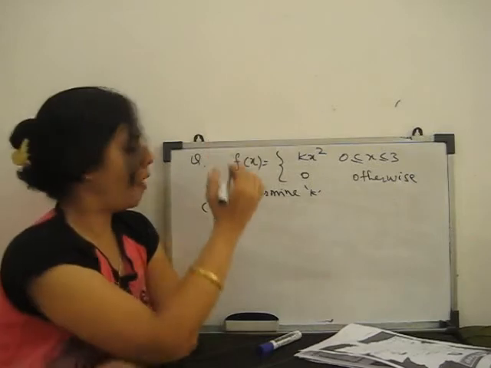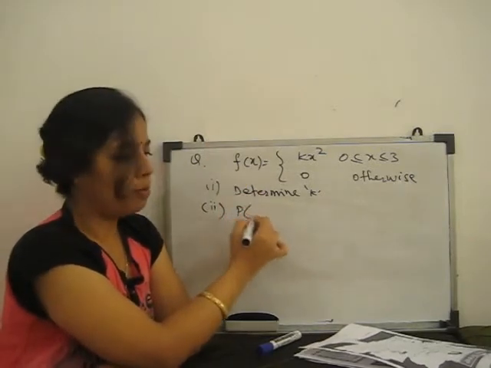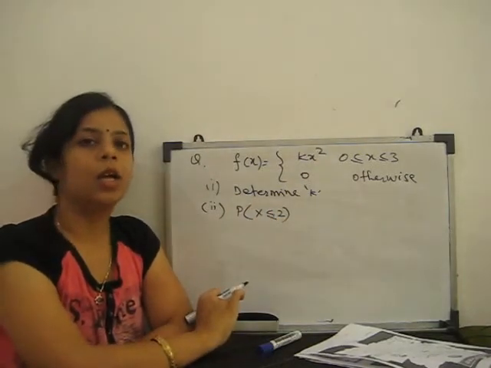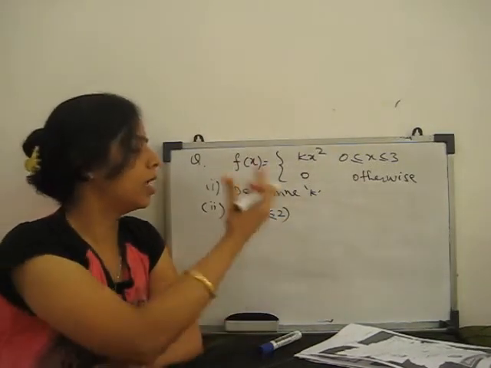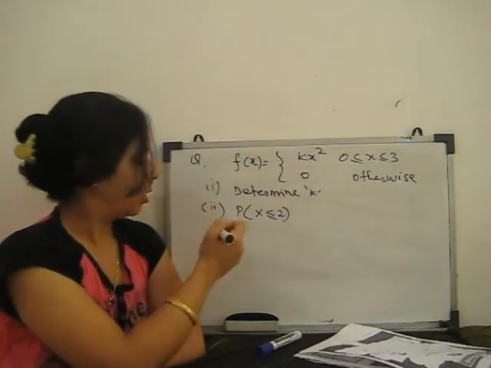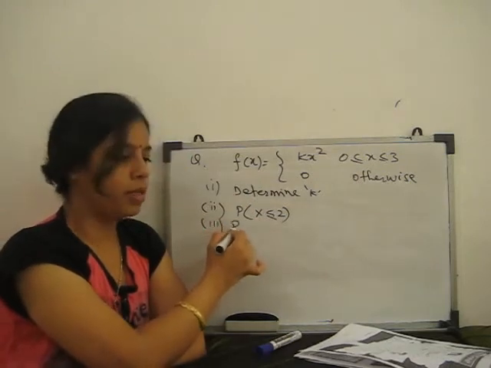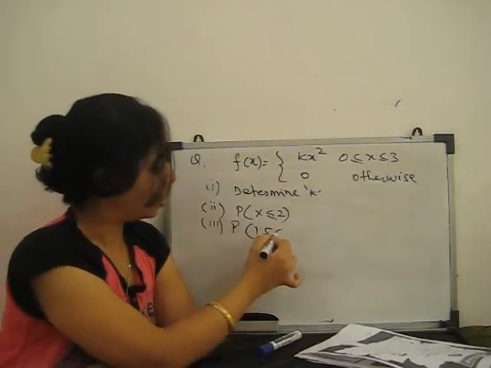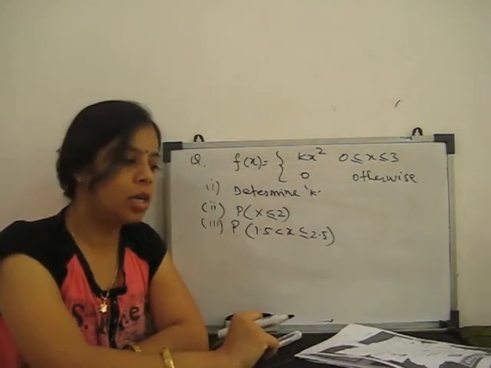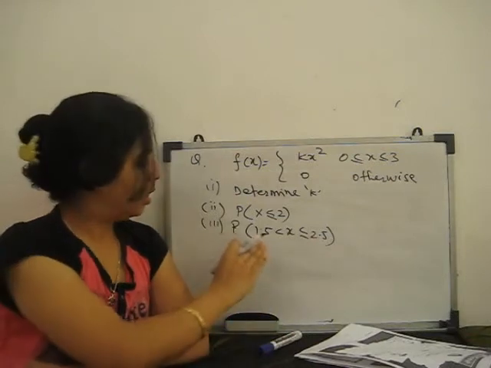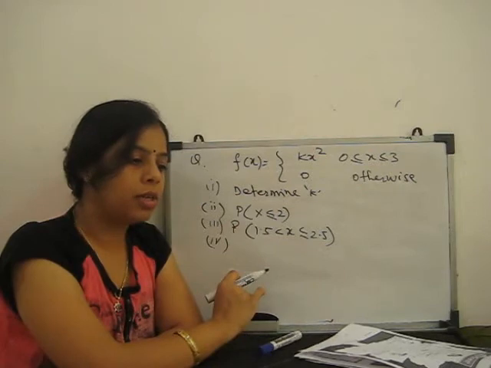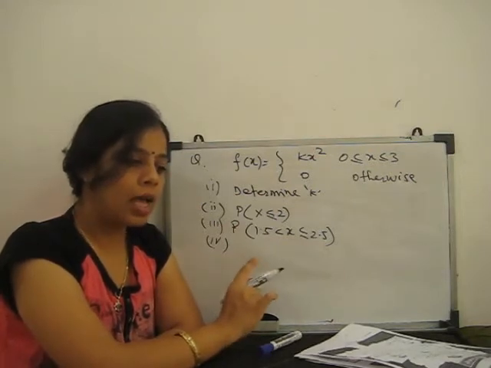Second, find the probability that x is not greater than 2. That means, what is the probability that its waiting time or anything is not greater than 2. Third, find the probability that lies in the range 1.5 to 2.5. Clear?